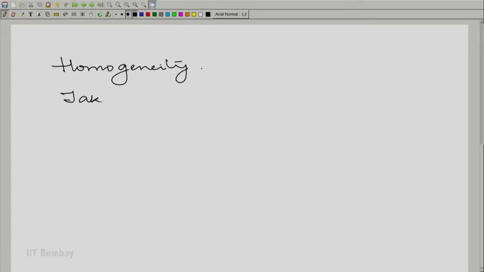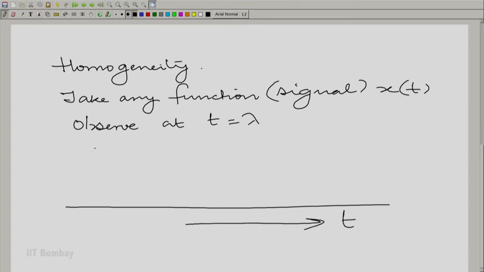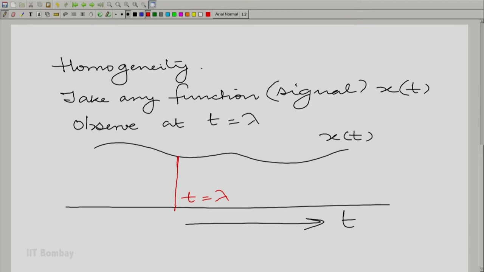Take any function x(t). By function, of course, I am talking about signals here. So, take any signal x(t), and observe at t equal to lambda. Let me show it graphically for you. So, you have x(t), whatever it might be, and then I pick a particular point at t equal to lambda and put an impulse there. So, this is delta(t minus lambda). This is how you should understand an impulse delta(t minus lambda).